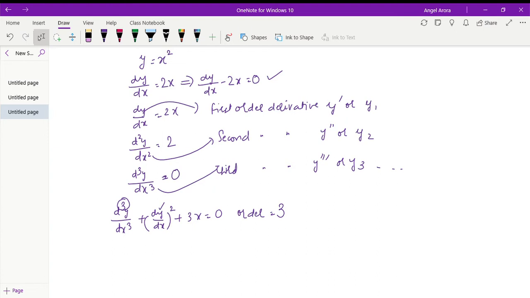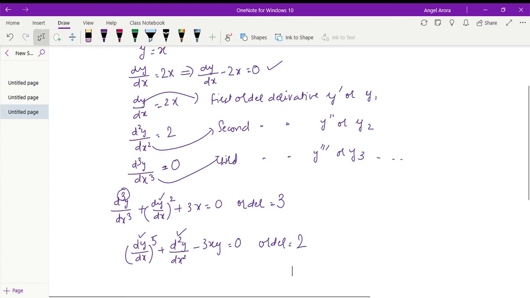in a differential equation. So let's take another example. For example, dy upon dx raised to 5 plus d square y upon dx square minus 3xy is equal to 0. So this is the first order derivative. This is the second order derivative. So the order of the highest order derivative is 2. So the order of this differential equation will be 2.